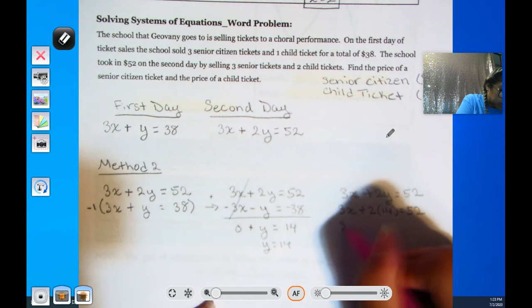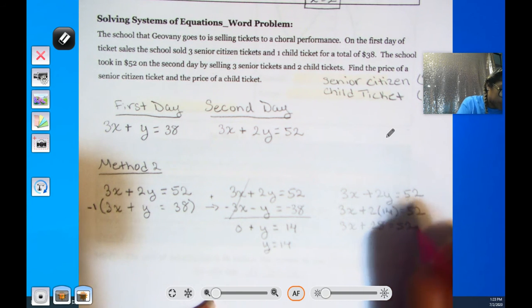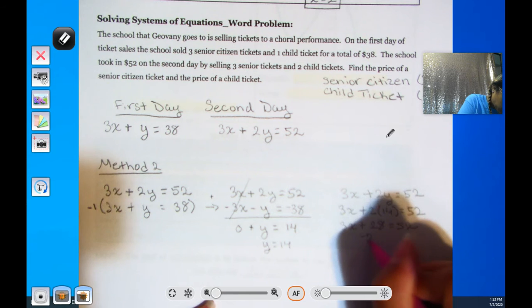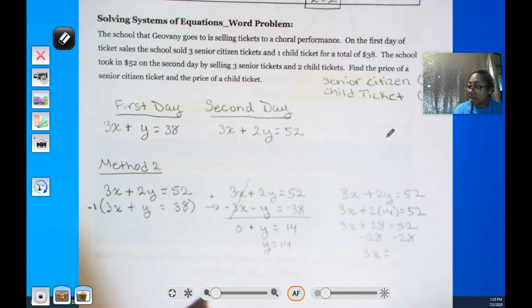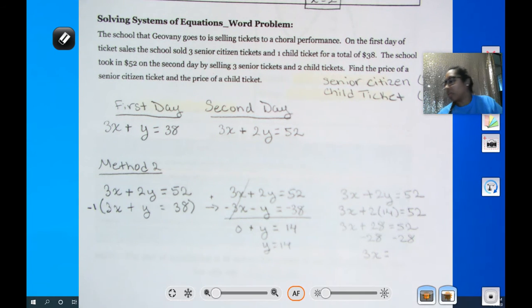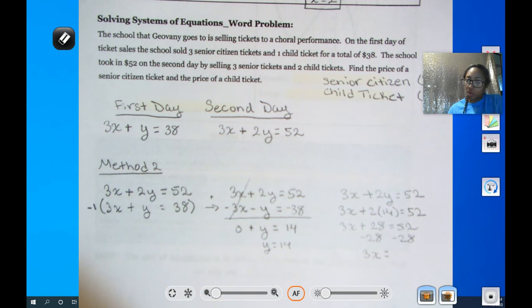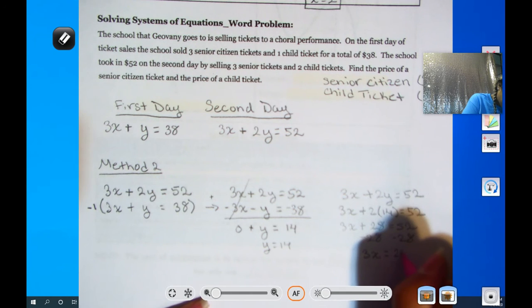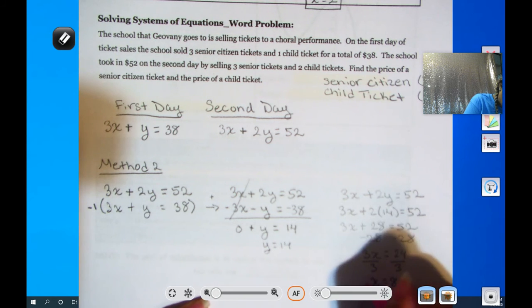So I've got 3x plus, that'll be 28, is equal to 52. Well, I'm going to subtract 28 from both sides so that I'm left with 3x is equal to 52 minus 28. Let me pull up a calculator real quick. Pardon me for not being prepared. 52 minus 28, bam, that gives me 24. And then I can divide by 3, and that'll leave me with x is equal to 8.